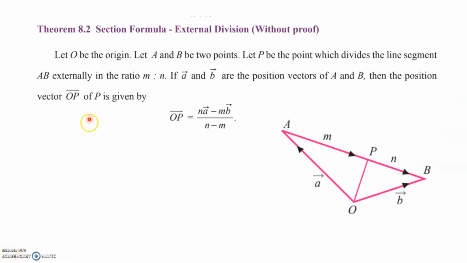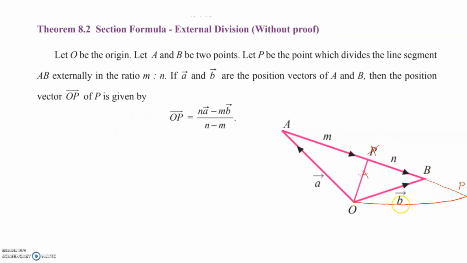We will have a short glance at the section formula for external division. When I say external division, the point P is not internally dividing it, but the point P will be somewhere here or somewhere here. So for understanding, let's draw something like this, and this will be a continuous line here. So this will not be our P, but our P will be here.